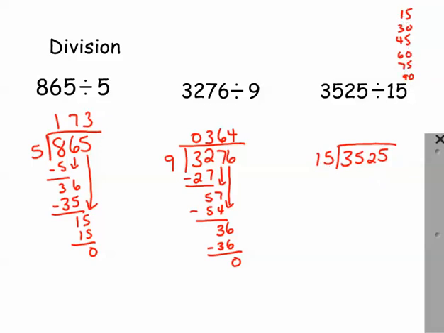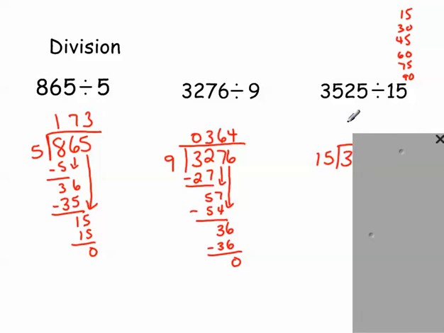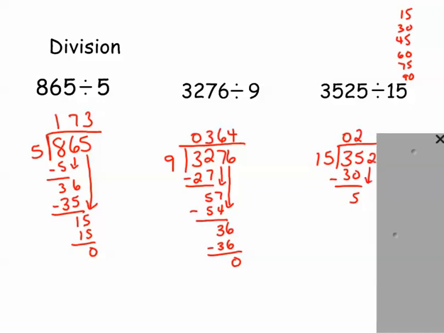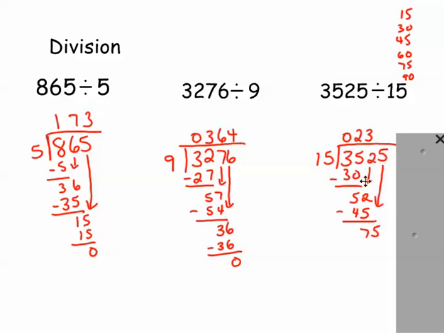All right, so 15 goes into 3. It does not. So either remember that you need to hold that spot or put a 0 there. Goes into 35 twice. 15 times 2 is 30. Bring down the next number. 15 goes into 52 3 times. That's 45. Subtract. Bring down my next number. Goes into 75 5 times. 75, and I'm finished. Okay?